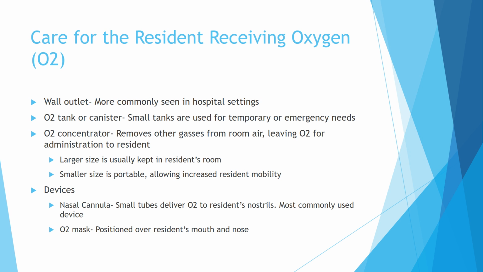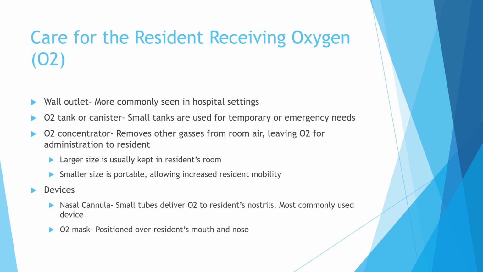Devices: a nasal cannula. It's a small tube that delivers oxygen to the resident's nostrils. It's the most commonly used device. A nasal cannula can be run anywhere from 2 to 6 liters. So if you know that someone is on a nasal cannula at 3 liters, you cannot administer the oxygen and turn the dial to 3, but what you can do as a CNA is to ensure that when you go into the room, you look at the regulator to make sure that it is set on 3 liters. If not, you would need to notify the nurse.